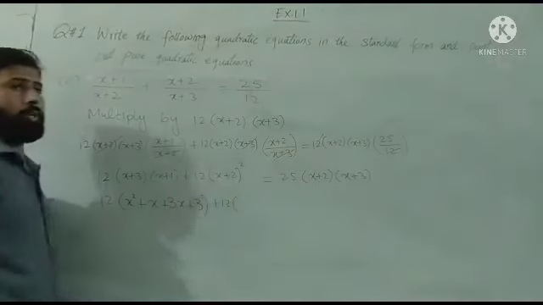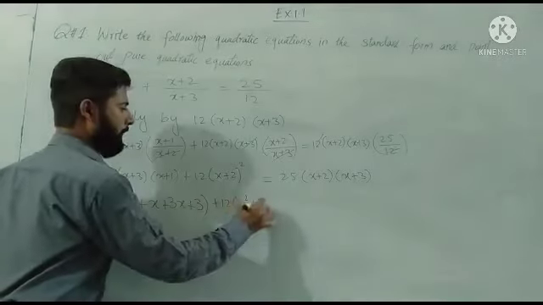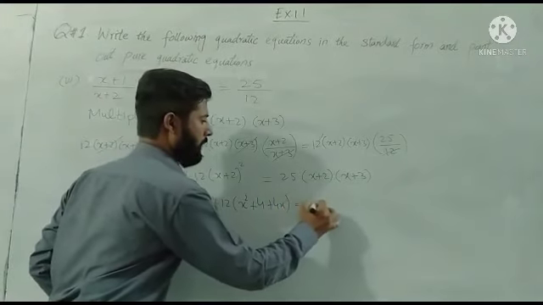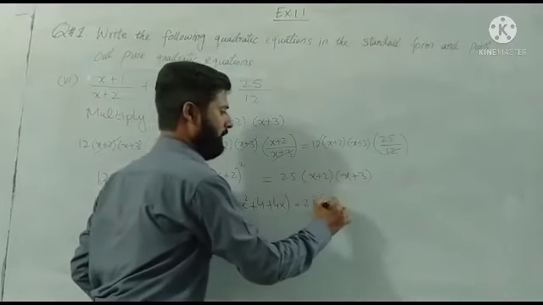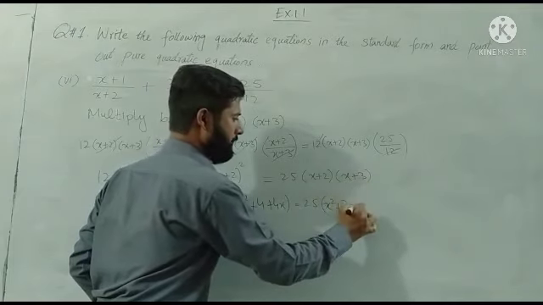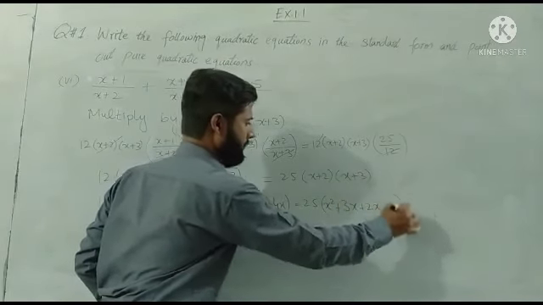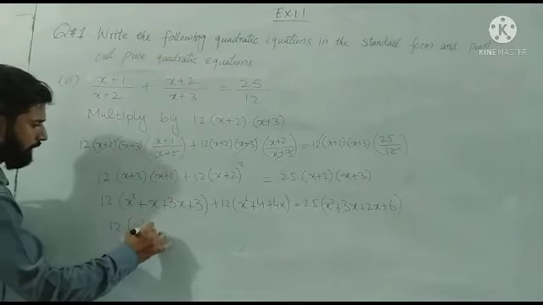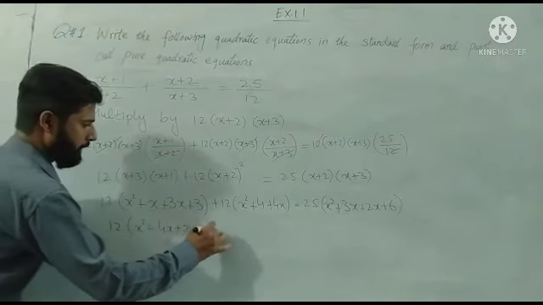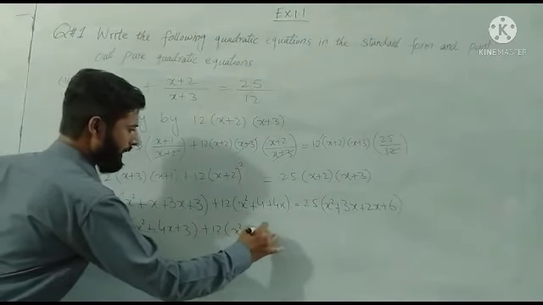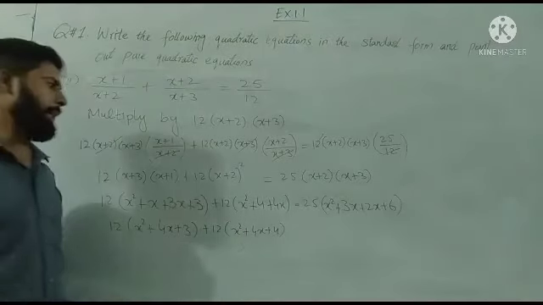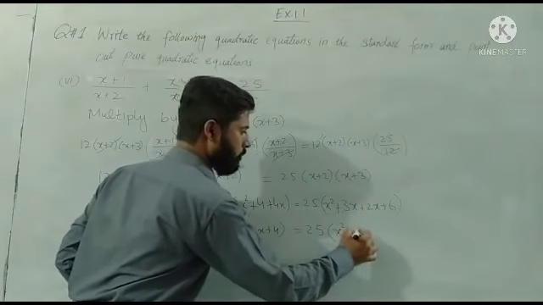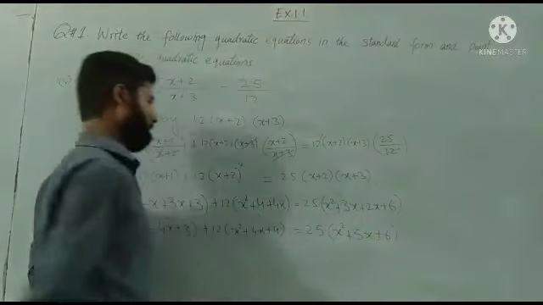Here we have to open the formula, so a square means x square plus square of 2 that is 4, 2ab plus 4x is equal to 25. We will multiply these two, x with x square plus 3x plus 2x then plus 6. Now we have to simplify it. It will be 12 into x square plus 4x plus 3 is equal to 12 into x square plus 4x plus 4. We are arranging it is equal to 25 into x square plus 5x plus 6.